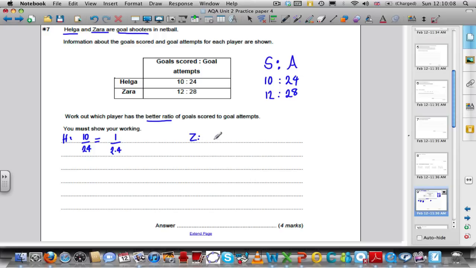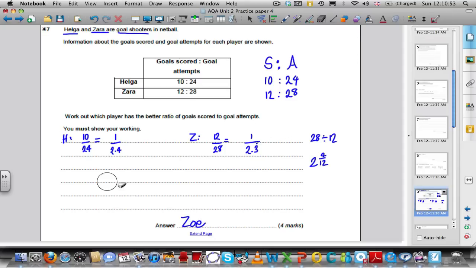Zara, let's do the same. She scores 12 goals out of every 28 attempts. We could divide the top and bottom by 12, so she scores 1 goal every, well, what's 28 divided by 12? 12 goes into 28 twice, with 4 left over, and 4 out of 12 is a third, so that is 2.3 recurring. So Helga scores a goal every 2.4 attempts, and Zara scores a goal every 2.3 recurring attempts, so Zara is better via that method.